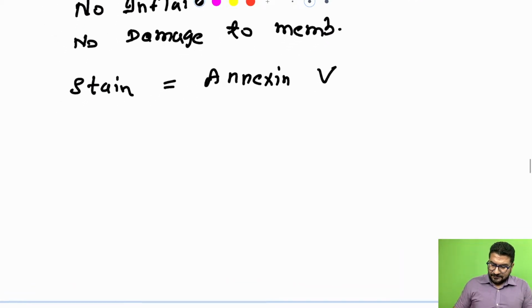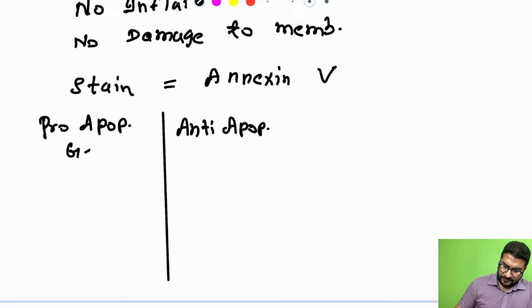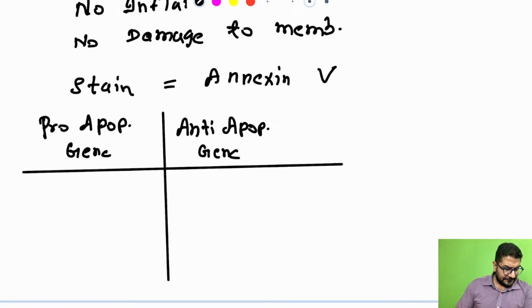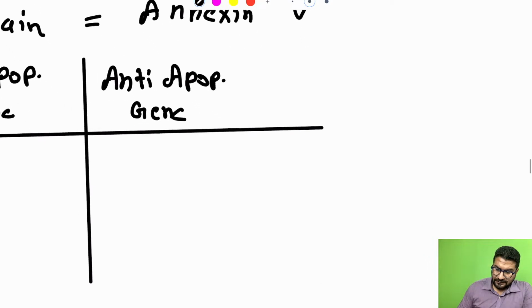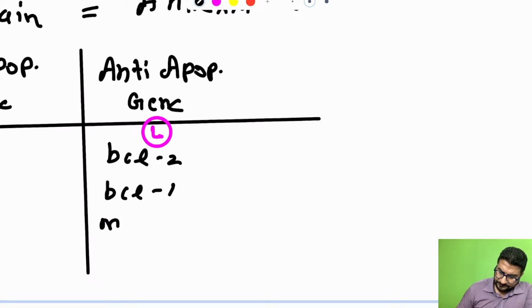Okay, now understand they ask you a question on like what are the various pro-apoptotic gene and what we have anti-apoptotic gene. Pro-apoptotic gene, anti-apoptotic gene. अब इसको ध्यान से देखो. I told you like all the anti-apoptotic gene they will end in L. इनके end में L होगा. So we have BCL2, BCL1, MCL, BCLXL, right? So ये आपको याद रखना है.